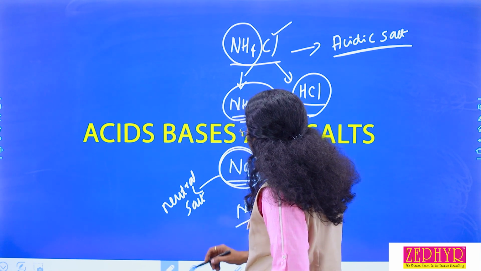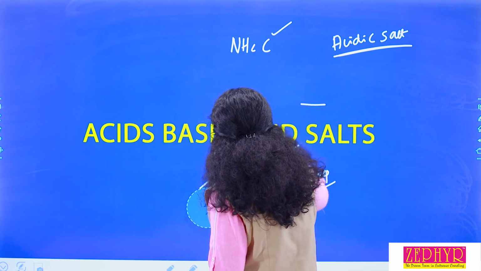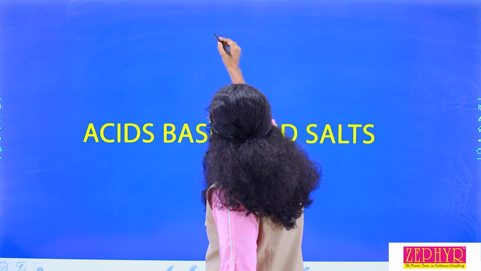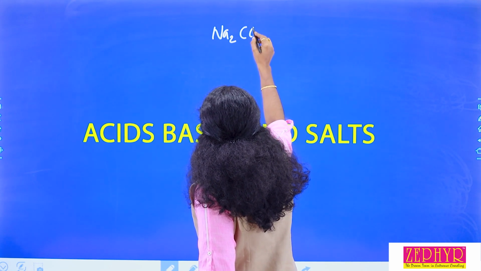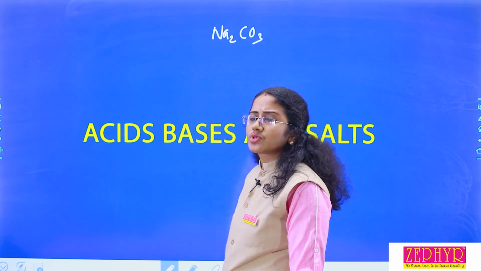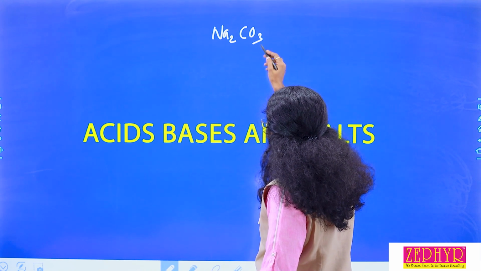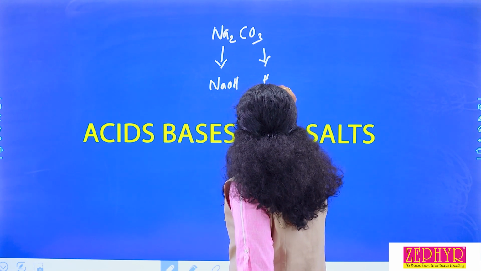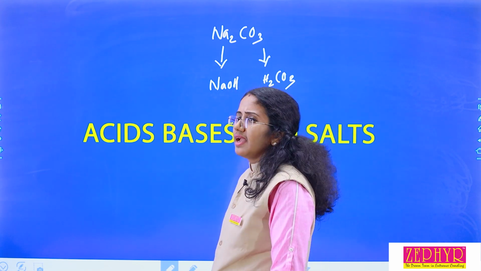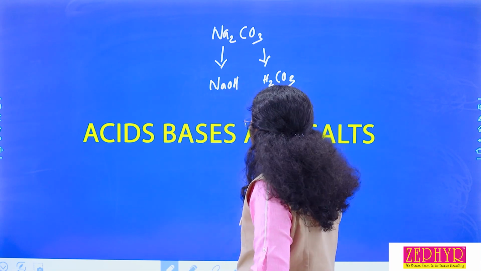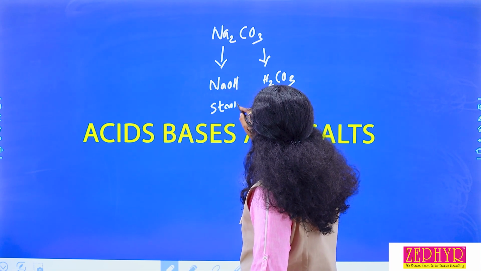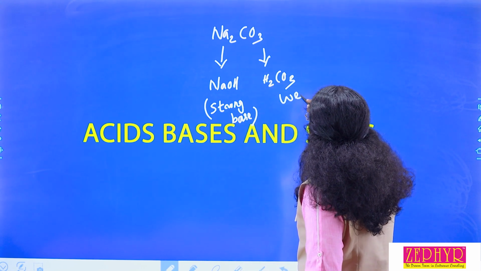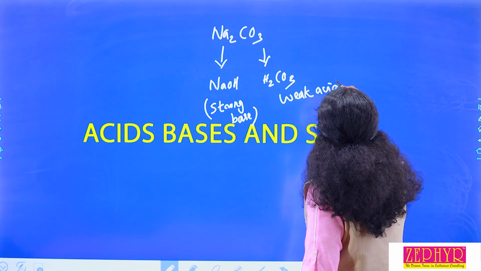Okay. Then, next one, another example is Na2CO3. Sodium is coming from the base and this one from the acid. NaOH and H2CO3. Strong base. Then weak acid.